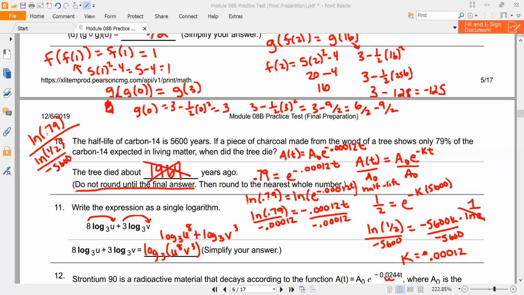I think I did that in too many steps. All right, so we could multiply that on top. So negative 5,600 times the 0.79 natural log, hit enter, divided by 0.5 natural log, hit enter. Yeah, so 1904. It came out negative because I had solved for my K negative, so actually you would just want this to be 5,600. So now we have a formula for this.